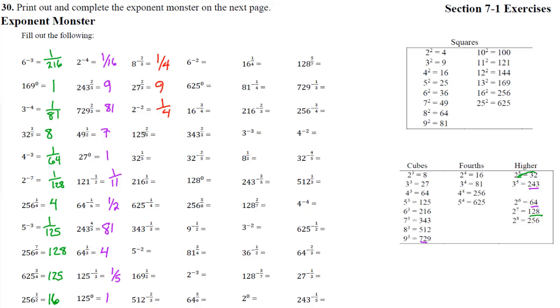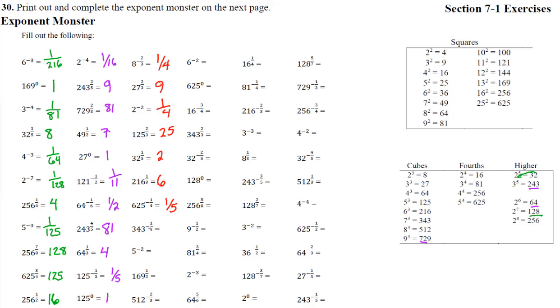125 cube rooted is 5. Squared is 25. 32 to the 1/5 power, that means we're fifth rooting 32. Let's go over here. Fifth root of 32 is 2. 216 to the 1/3 power, that's the cube root of 216. Let's find 216 in the cubes, and it's 6. 625 to the negative 1/4 power, we are fourth rooting 625, so we find it right here, that's 5. To the first power, doesn't do anything. Negative exponent puts it on the bottom, so that's a 1/5.